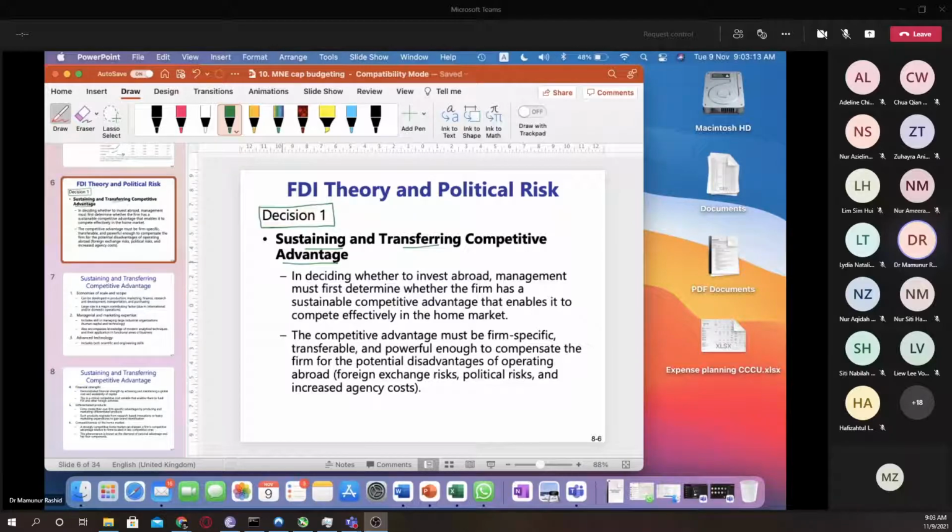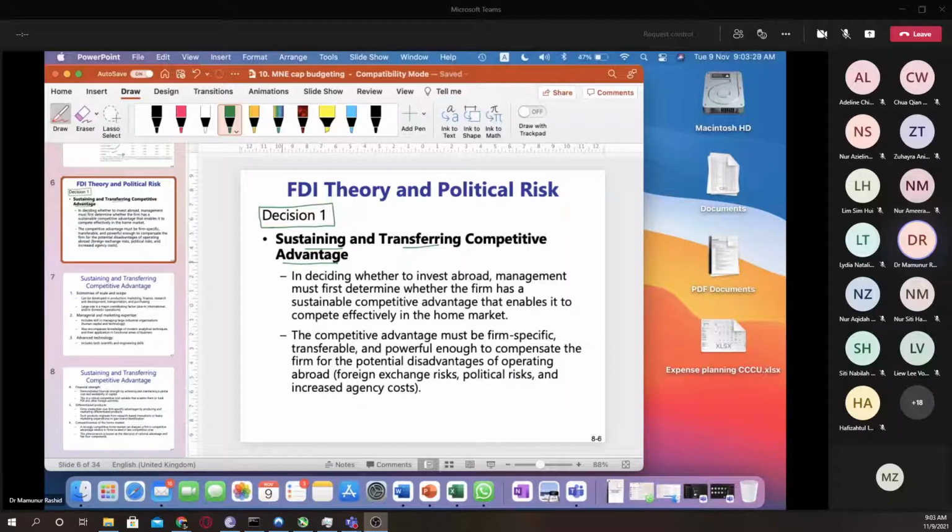You have to also make sure that your competitive advantage is not easily copied by other people, like Chinese people. They can copy anything. So if you send a product to China, they will copy it within what, half an hour. So then your competitive advantage is gone.